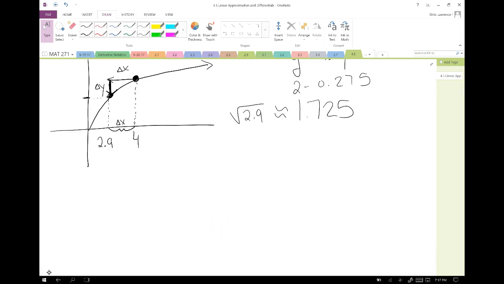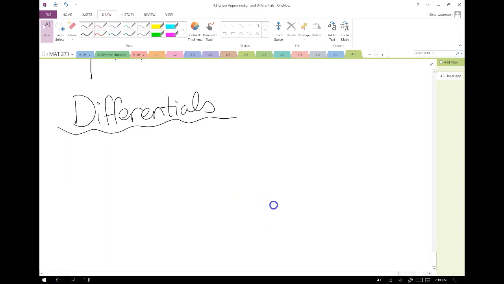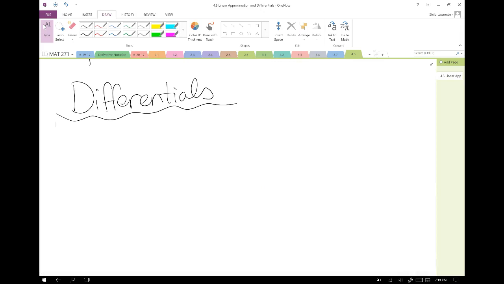The last thing in this section is a discussion of differentials. So far, everything that we have talked about has just been an approximation based on the tangent line. So with differentials, we're going to make more of a distinction now between how that y value is changing and whether the change is along our tangent line or whether the change is actually along our function.